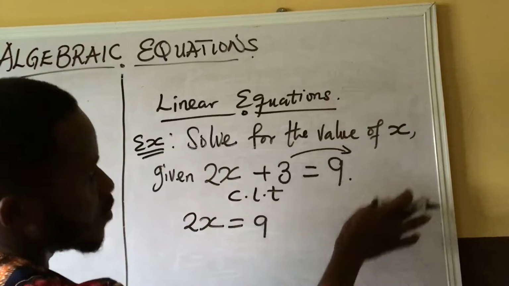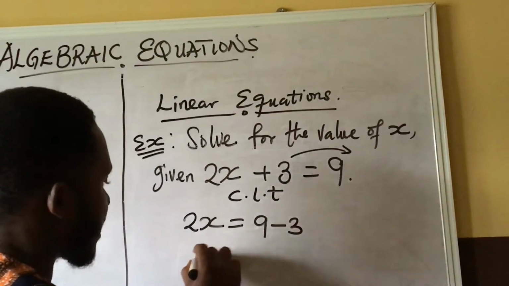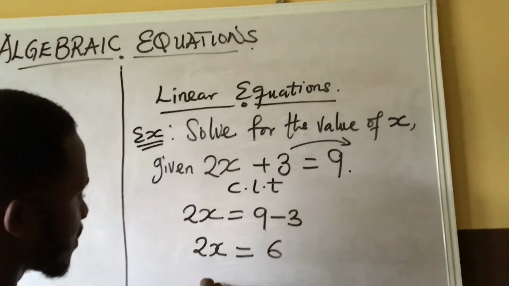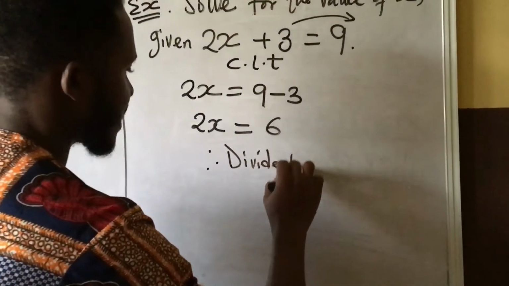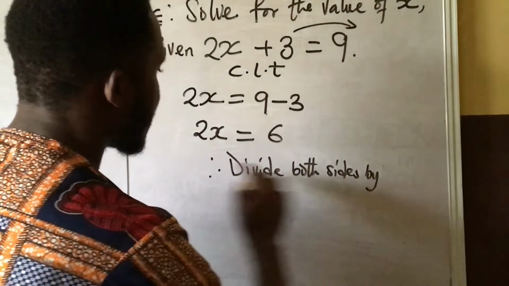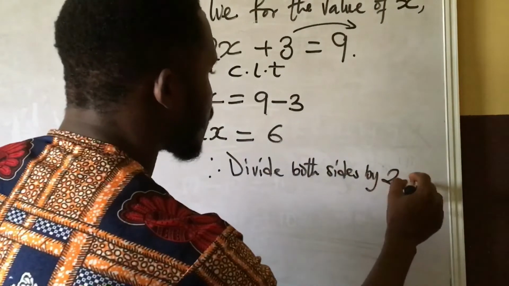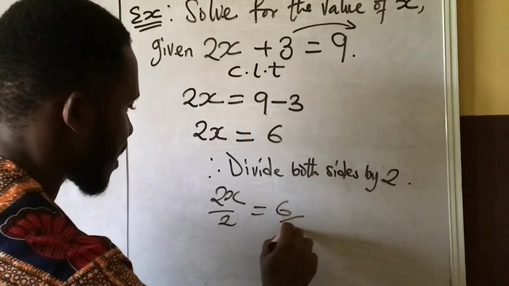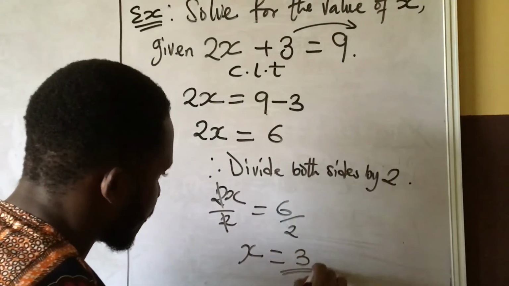When plus 3 goes over the equal to sign, what do we have? Alright, correct. We have minus 3. And here we have 2x equals to 9 minus 3, and that is 6. Therefore, what do we do here now? We divide both sides by the coefficient of x. And what is the coefficient of x here? 2. So we divide both sides by 2. Therefore, we have 2x divided by 2 equals to 6 divided by 2. And that gives us x equals to 3.